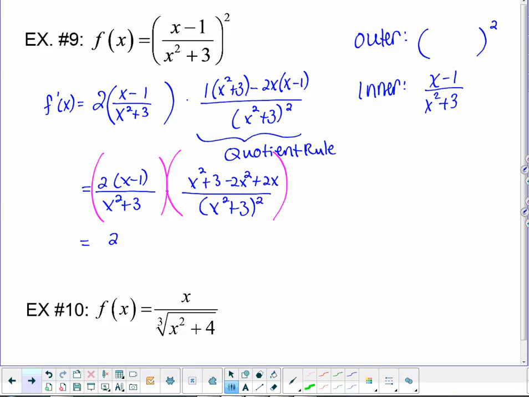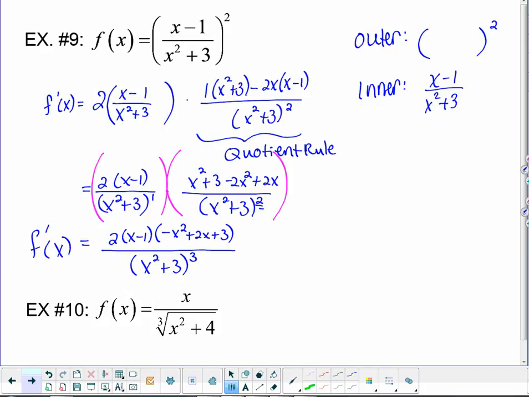2 times x minus 1 times, let's clean up our top here. The 2 will be negative x squared plus 2x plus 3, written over a denominator of x squared plus 3 raised to the third power. Here we had a power of 1. On the other we have power 2. Add the 2 together and we are done. Very nice.